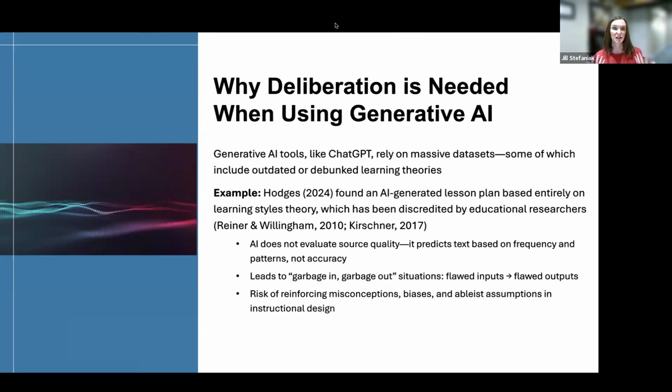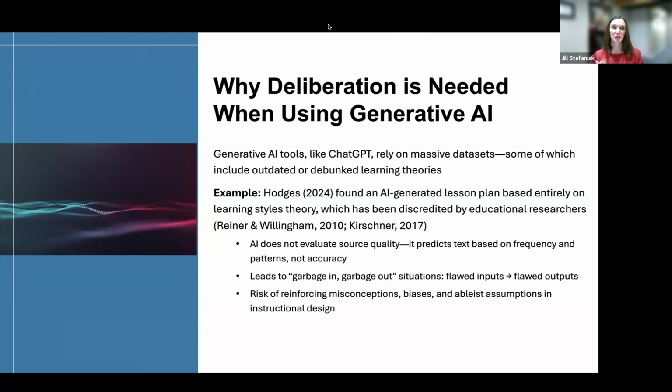And so one of the things that you can be thinking about is that the output is only as good as the input. These generative AI tools are not human beings. They are relying on massive data sets, both good, bad, and the ugly. One example that we wanted to call attention to: Chuck Hodges had done a series of experiments playing around with some generative AI tools. And of course, a lot of the outputs were boasting about how learning styles is so important in instructional design practices. And so right away, if you see that, you're probably going, no, no, no. And so again, this is an example of garbage in, garbage out.